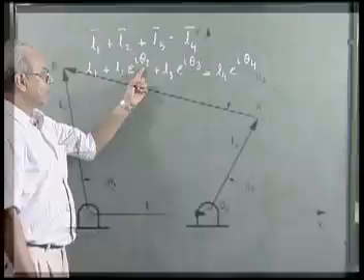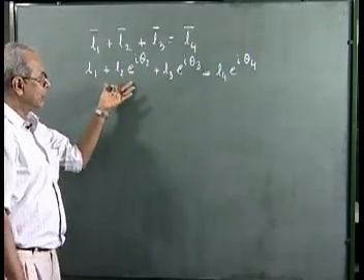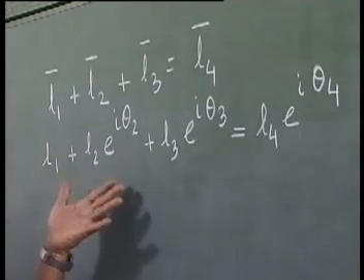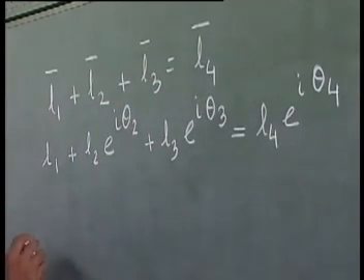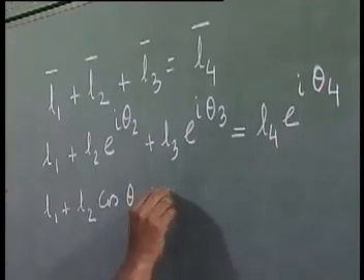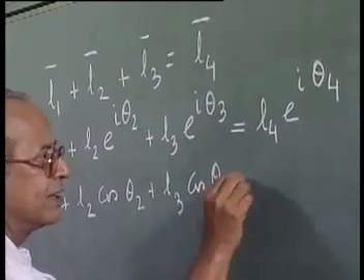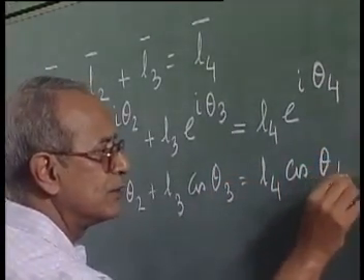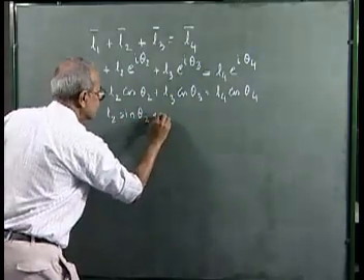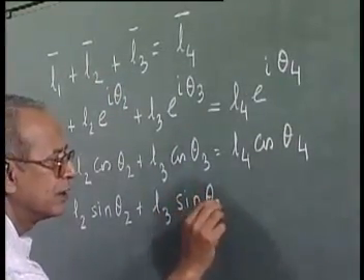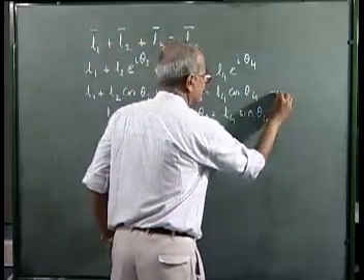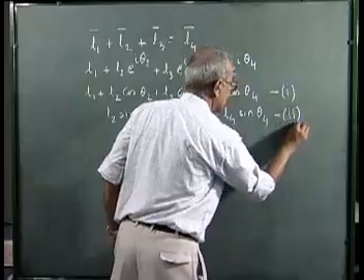As we know, e to the power i theta can always be written as cos theta plus i sin theta. So we equate the real and imaginary parts of this particular complex equation, which is the same as equating the x component and y component of two sides of this vector equation. That way we get L1 plus L2 cosine theta 2 plus L3 cosine theta 3 is L4 cosine theta 4. Equating the imaginary parts, we get L2 sine theta 2 plus L3 sine theta 3 is L4 sine theta 4. So this complex equation is equivalent to two real equations, which I mark as equation number 1 and 2.